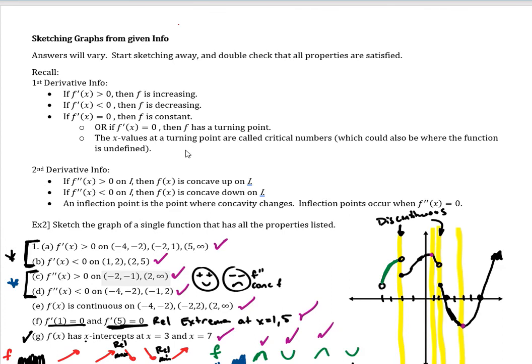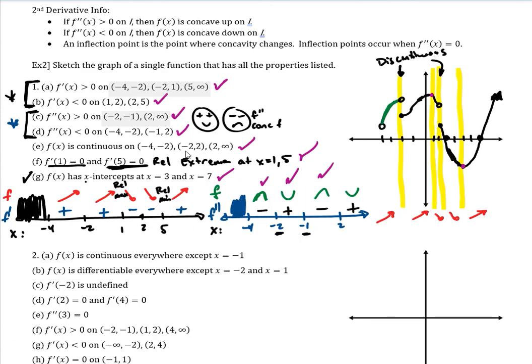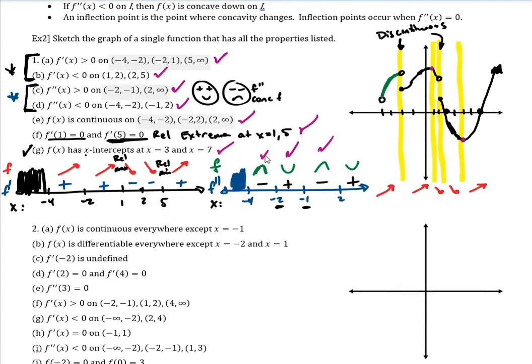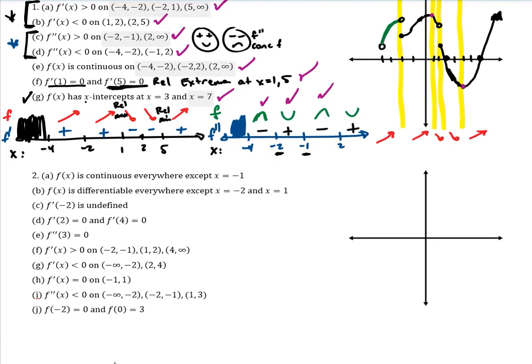Okay, so with this, I don't think there's any quick, direct route to finish these problems. Just take your time and make sure all of this gets satisfied eventually. All right, so let's take a look.